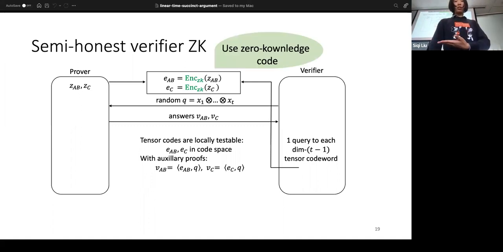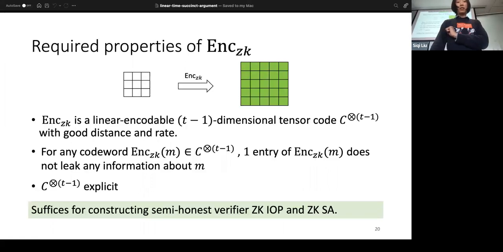Okay, so as I said here, the solution is to use a zero knowledge code. What's the requirement on the zero knowledge code? A couple of requirements. First, it needs to be linear time encodable, and also it needs to be a t-1 dimensional tensor code. It also has constant relative distance and constant rate. These are all basic requirements on a good linear code. Secondly, it needs to have this zero knowledge property, which essentially says that if I read one entry of this linear code, I learn nothing about the underlying message. So that's a simple to state requirement.